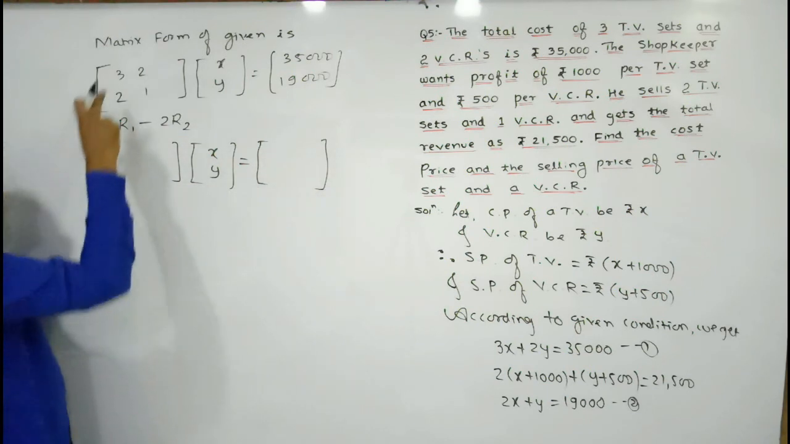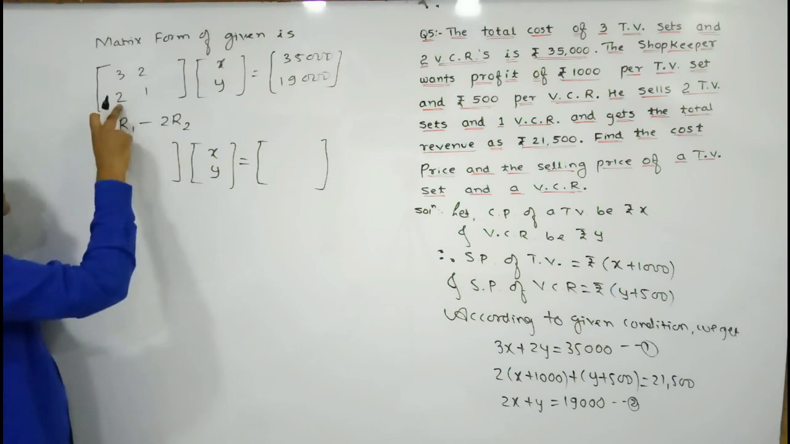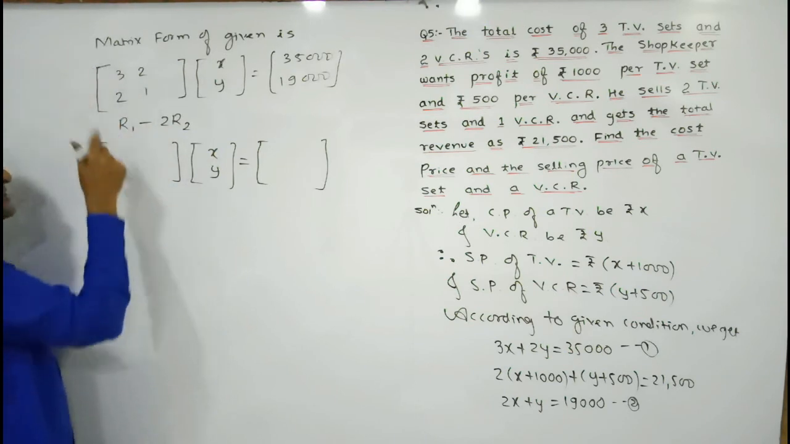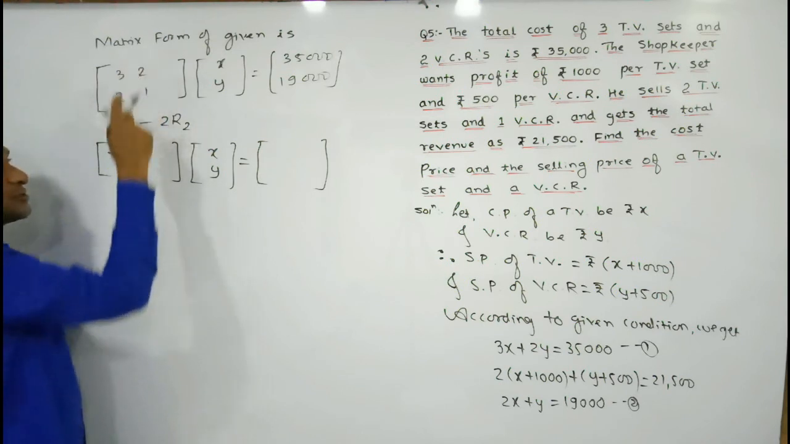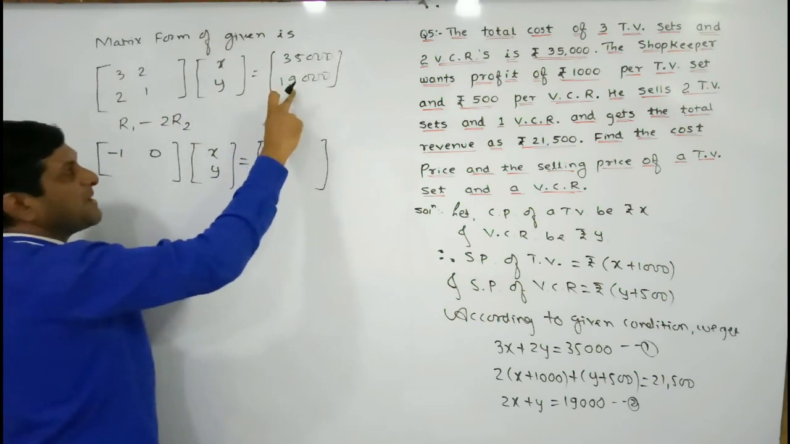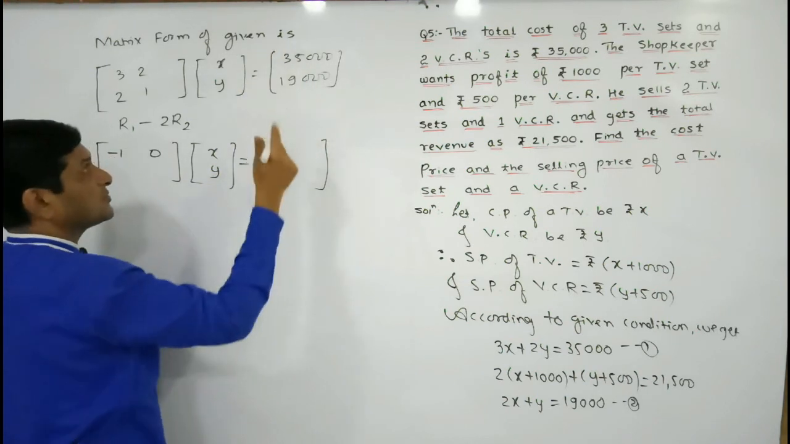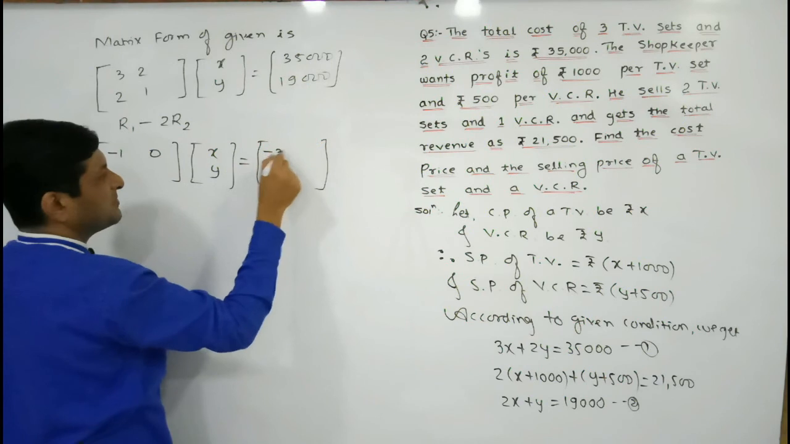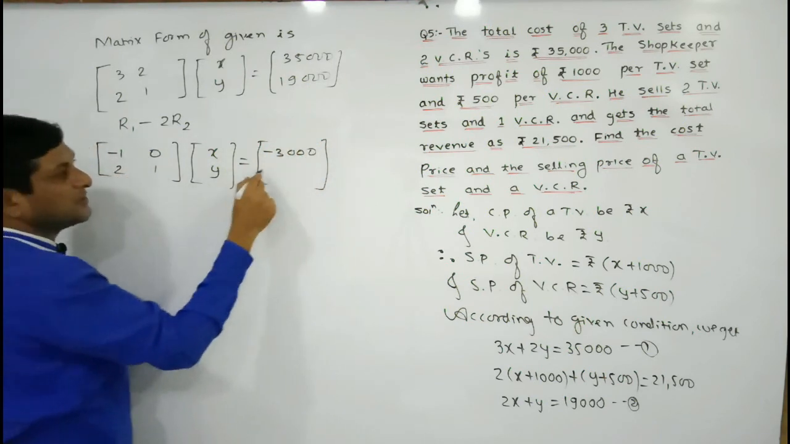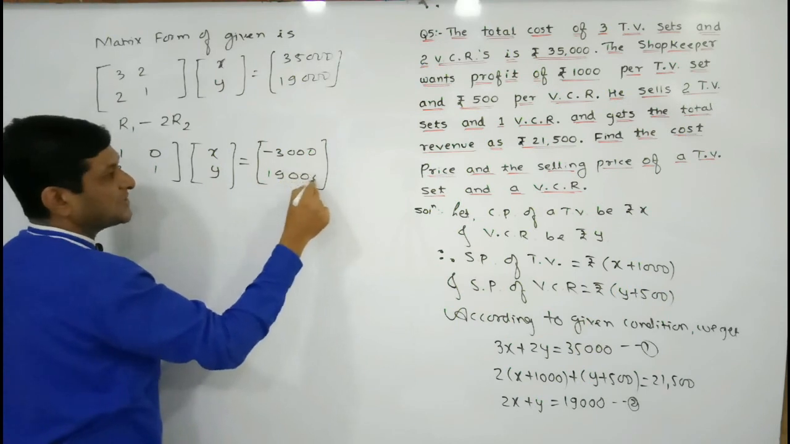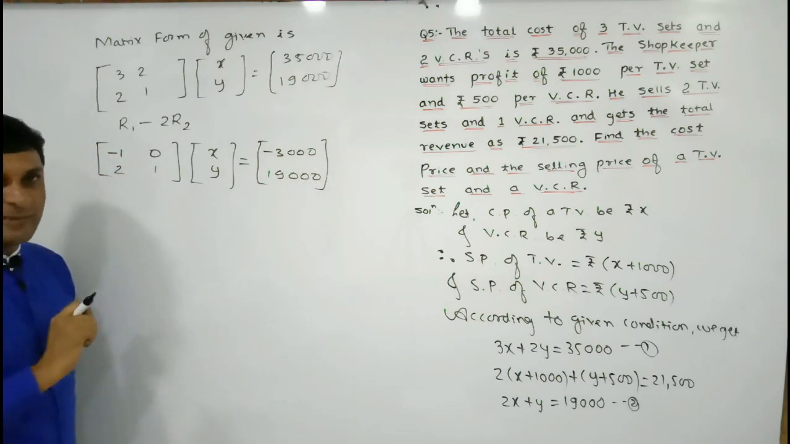So here R1 is 3, and we are multiplying R2 by minus 2. Multiply by minus 2, what will we get? Minus 4 plus 3 is minus 1. Multiply by minus 2, here we will get minus 2 plus 2 is 0. Multiply by minus 2, here we will get minus 38,000. Minus 38,000 plus 35,000 will be minus 3,000. There is no operation on R2, so keep the elements of R2 as they are. In this way, we have converted this matrix into a lower triangular matrix.